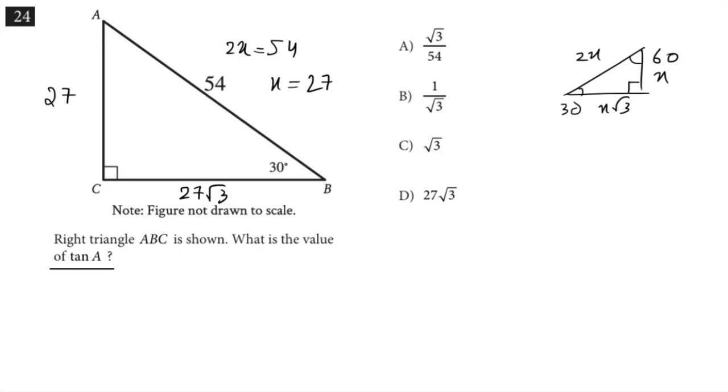So I need tan of A. So for this angle A, the opposite is going to be 27 root 3, and the adjacent is going to be 27. You can get rid of the 27s. So C is the correct answer.